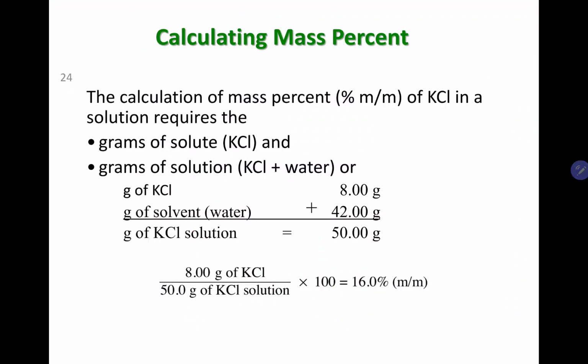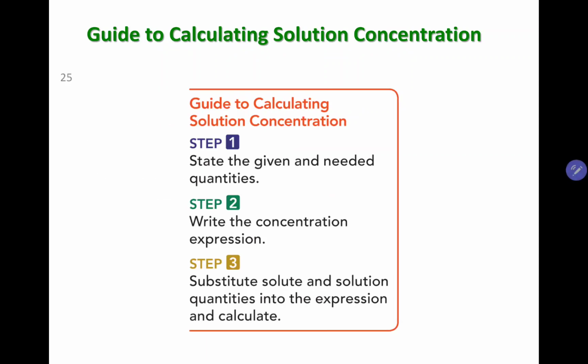In this slide, I have given you the detailed explanation for everything. But I'm pretty sure you understand how I got the 8 grams, because you measured 8 grams of KCl, and then you add water until it becomes 50, which means you have 42 grams of water. When you plug in the numbers, you will get 16% as your answer.